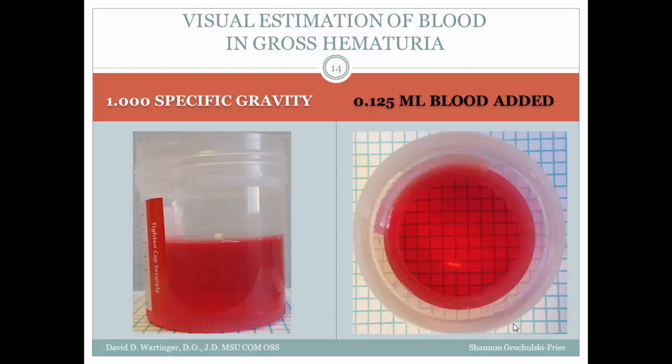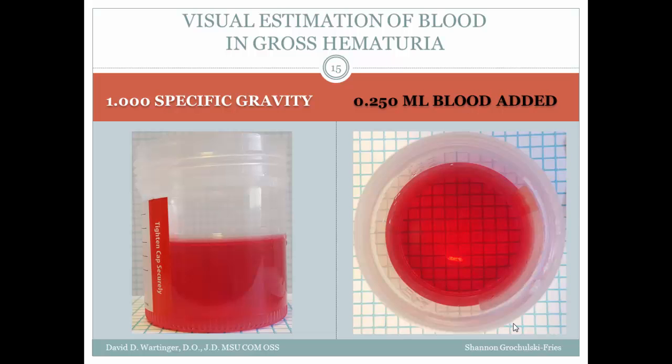Specific gravity 1.000 with 0.125 milliliters blood added. The blue lines on the white graph paper are no longer seen on the side view of the specimen. Specific gravity 1.000 with 0.250 milliliters blood added. Patients describe this specimen as, quote, bright red, unquote.